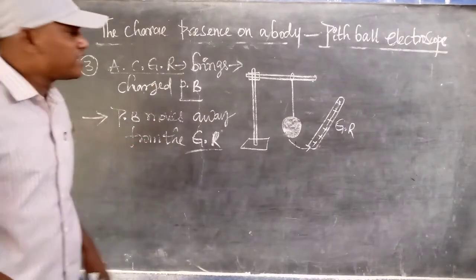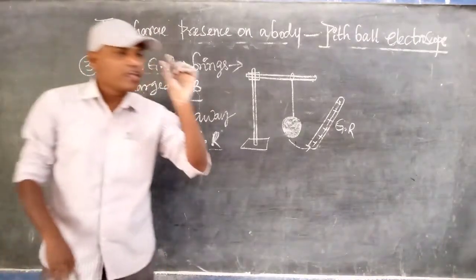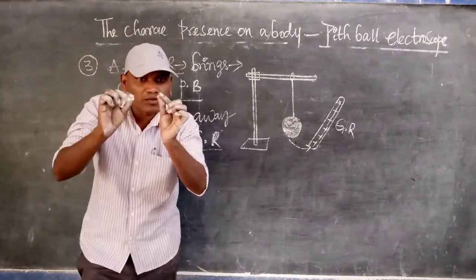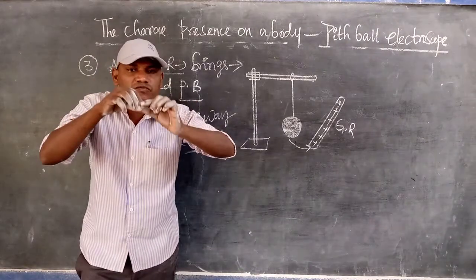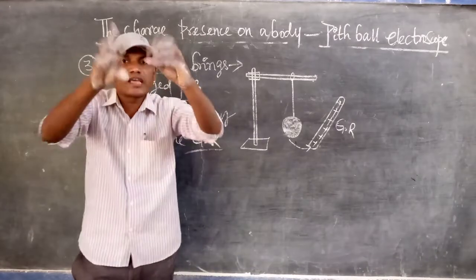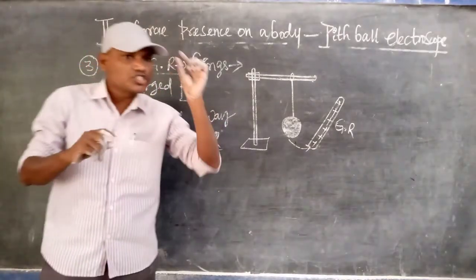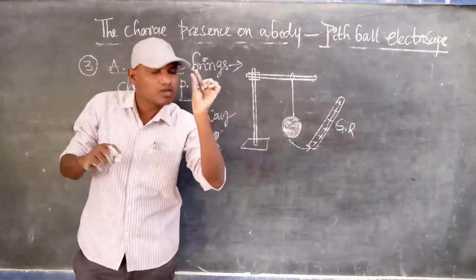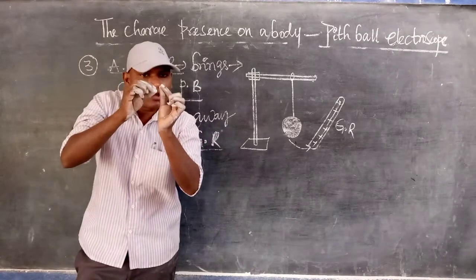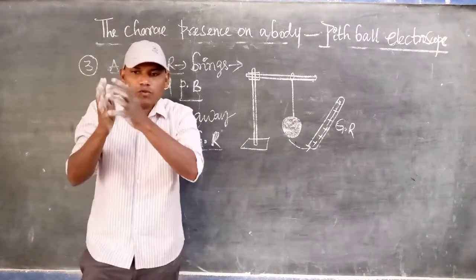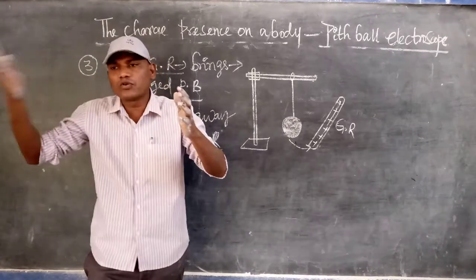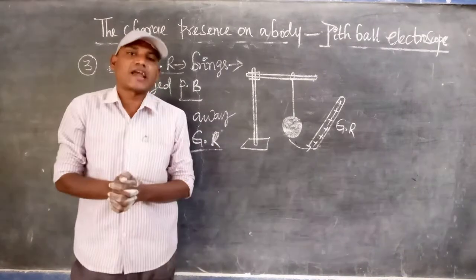So in this concept, mainly you are observing three points. First, an uncharged glass rod is brought towards the uncharged pit ball. At that time there is no attraction or repulsion, because both are electrically neutral. Second, a positively charged glass rod is brought towards the pit ball. The pit ball will be attracted by the glass rod, because by induction one side gets the opposite charge and the same charge goes to the other side. That's why it is attracted.